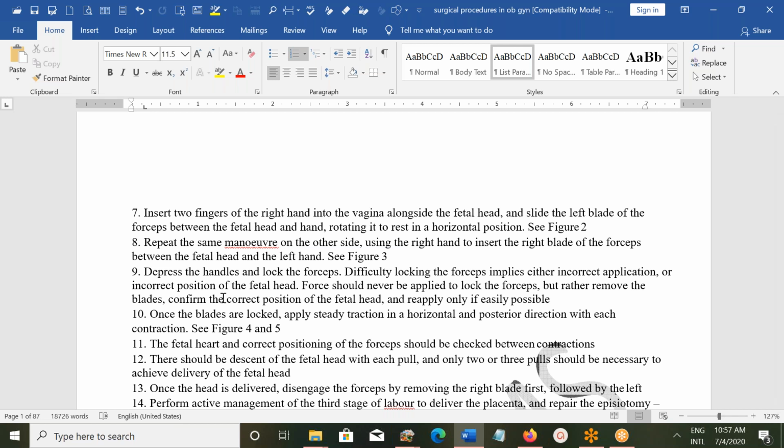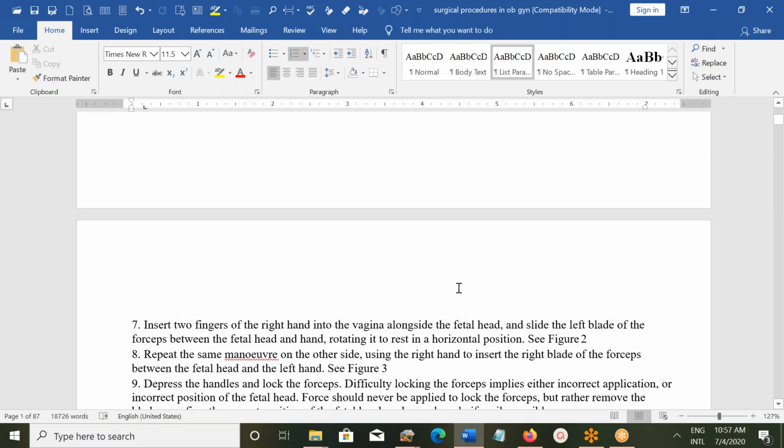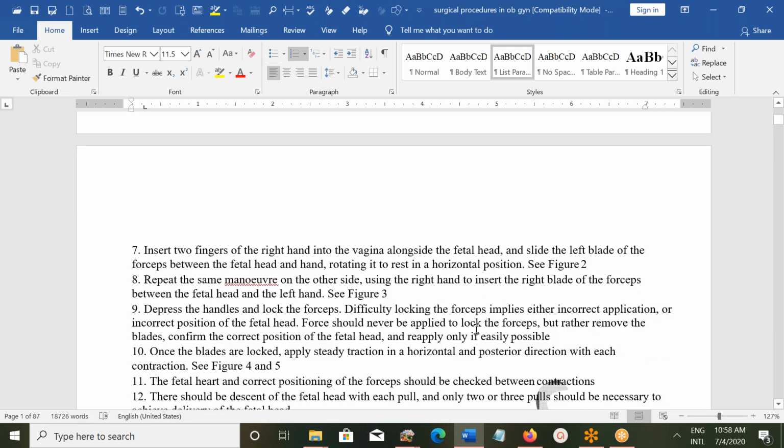Insert the fingers of the right hand into the vagina alongside the fetal head and slide the left blade of the forceps between the fetal head and hand, rotating it to rest in a horizontal position. So if you are a right-handed person, you first apply the left blade on the left side of the patient. Okay, that is the point. Repeat the same maneuver on the other side, using the left hand to insert the right blade of the forceps between the fetal head and the right hand. Depress the handles and lock the forceps.